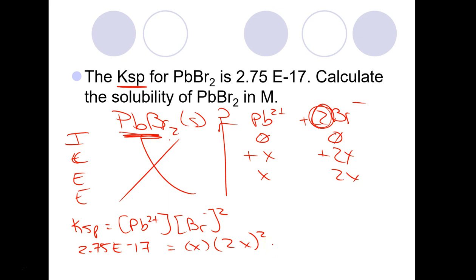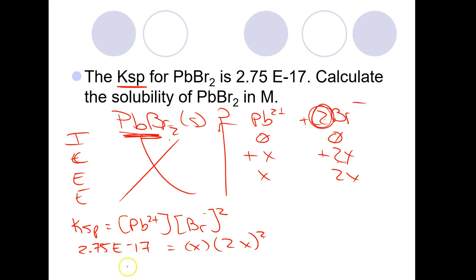Watch for that. I know that seems weird. I know that seems, wait a minute, I'm doing something twice. And it's 2X here because it gets 2 Br according to the stoichiometry. It's squared because that's how Ksp's are calculated. That has nothing to do with the fact that the mole ratio is what it is. It's all about the coefficients, and that's how those are calculated.